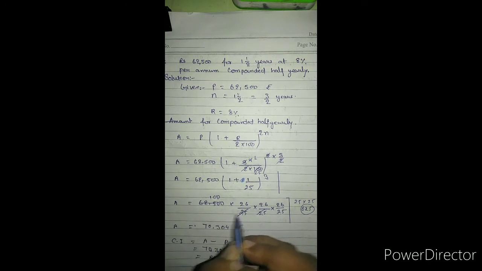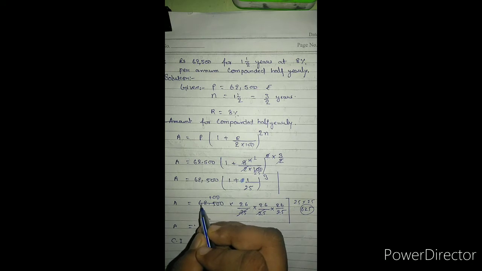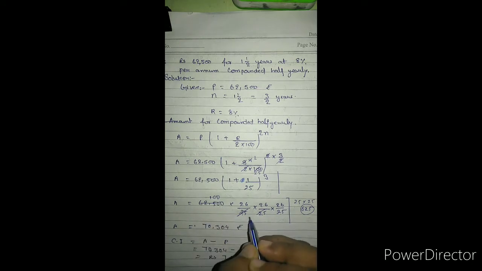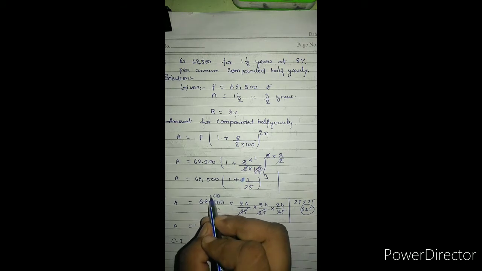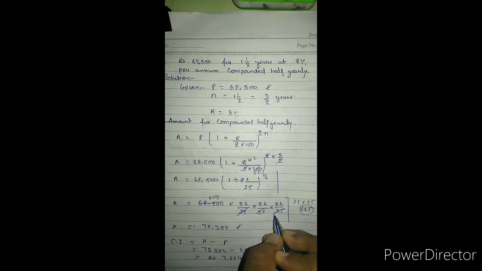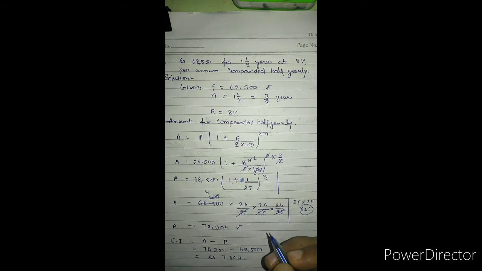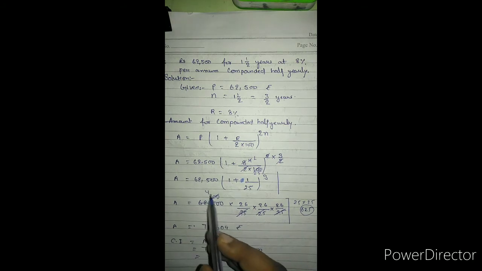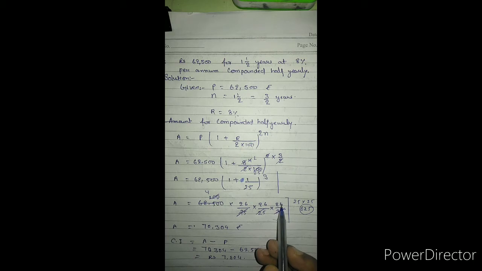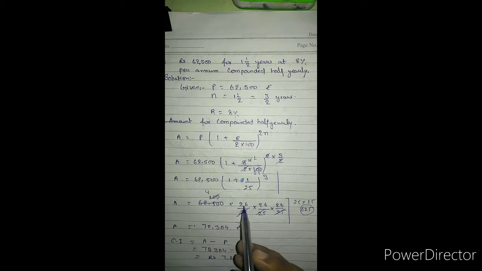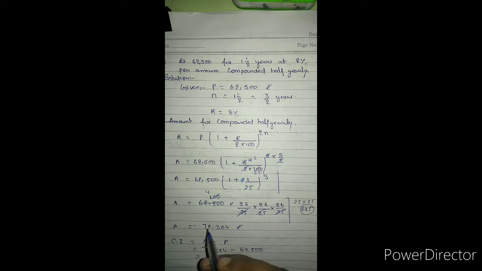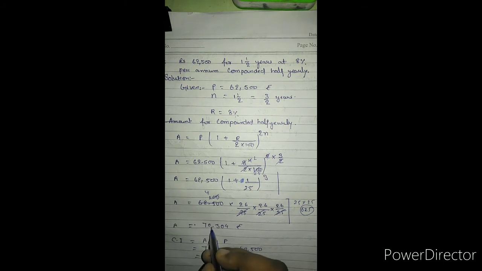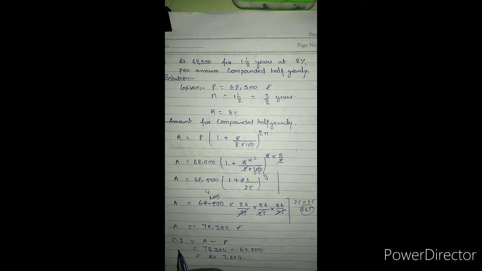Now we cancel this: 62,500 by 25 into 25, so we will get 100. Now divide this 100 by 25, 25 4s are 100. So we have 4 into 26 into 26 into 26. When you multiply 4 into 26 into 26 into 26, you will get 70,304 rupees. So A is equal to 70,304 rupees.